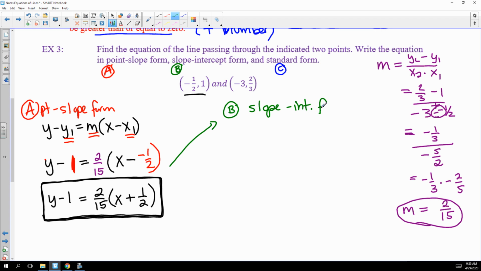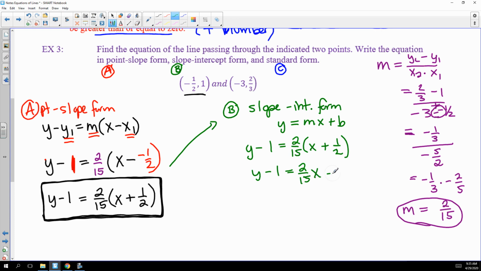Slope-intercept form. Recall that in slope-intercept form, our final answer should look like y equals mx plus b, where the slope and the y-intercept b are given values. So I'm just going to distribute. The equation that we have to work with is y minus 1 equals 2/15 times the quantity x plus 1/2. Now I'm going to distribute.